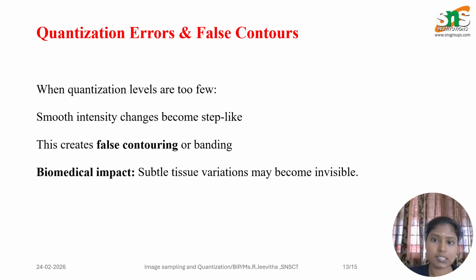If quantization levels are very few, the smooth brightness transition becomes step-like patterns. This effect is called false contouring or banding. Biomedical impact: small tissue variations may disappear, which may affect diagnostic accuracy.